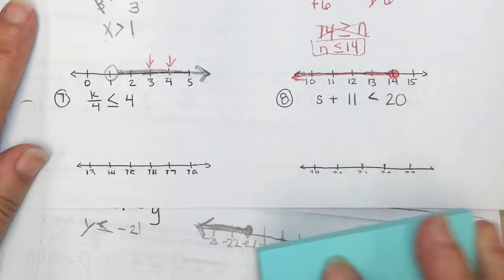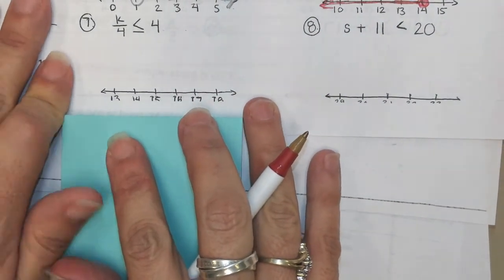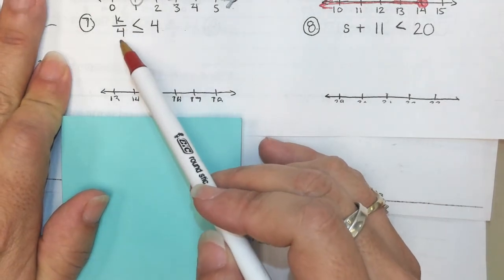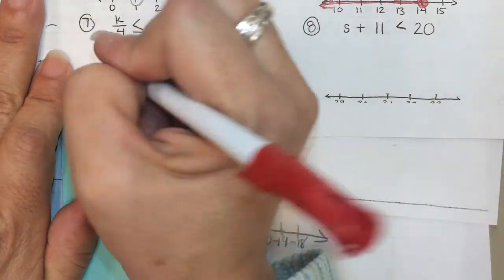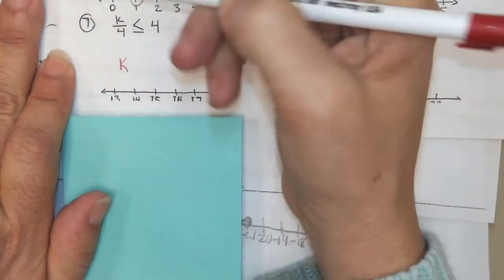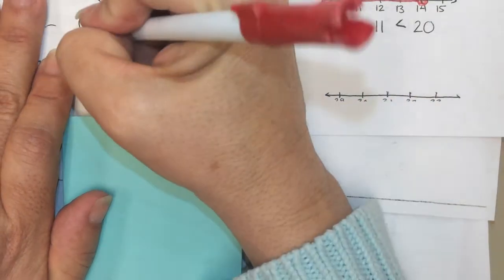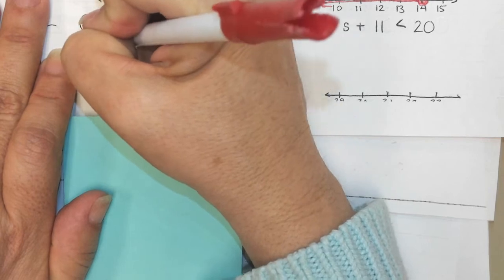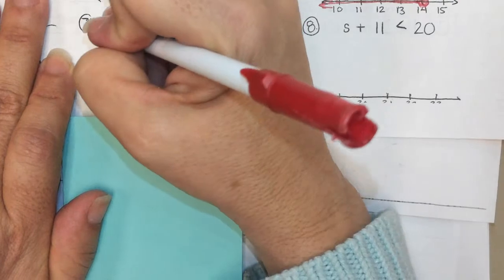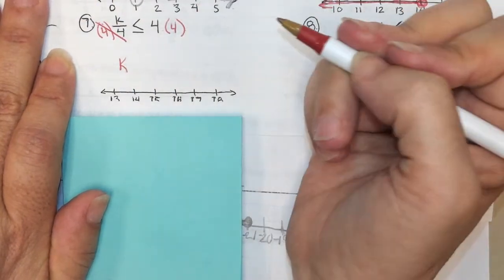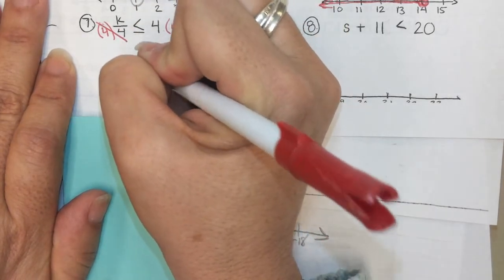Okay, let's look at numbers 7 and 8. Here we go. On number 7, it is k divided by 4 is less than or equal to 4. We want our k all by itself. So we need to get rid of a divided by 4. The opposite is multiply times 4. What we do to one side, we do to the other. These get to go away, leaving me with just a k. K is less than or equal to 16.